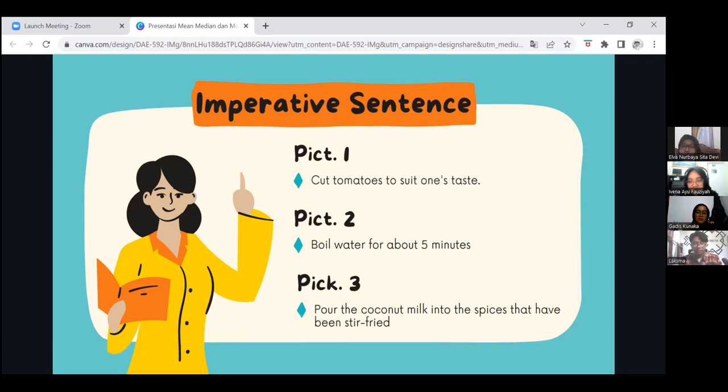Last, for your homework, please create a procedure text, but I want you to design it creatively using Canva, Book Creator, or another editing application. Did everyone understand the homework? Okay, no question for the homework. So, that's all for today. Thank you for the attention and see you in the next meeting.